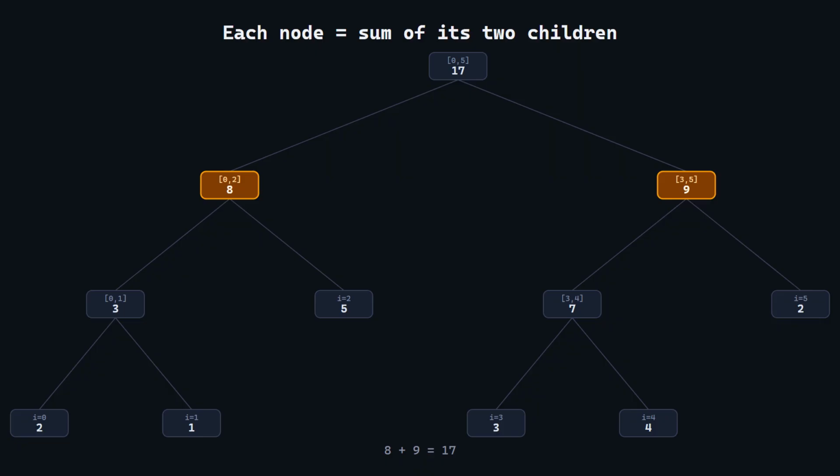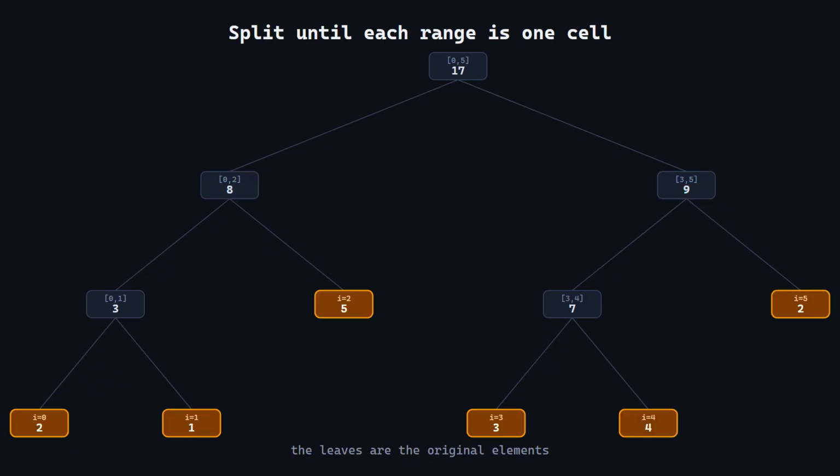The left covers indices 0 to 2, summing to 8. The right covers 3 to 5, summing to 9. 8 plus 9 is 17. Every parent is just the sum of its two children. Keep splitting until each range is a single cell. Those are the leaves. One block of length 1 each, holding the original values.